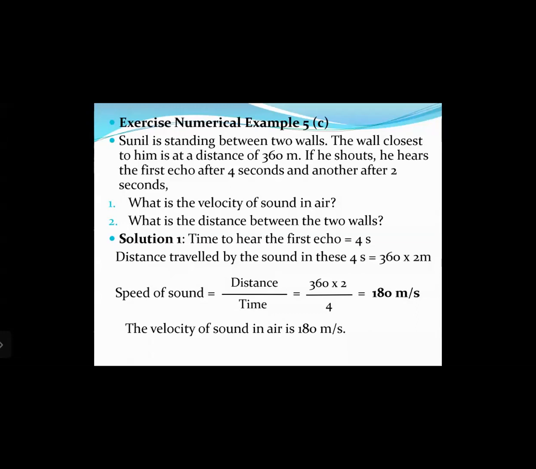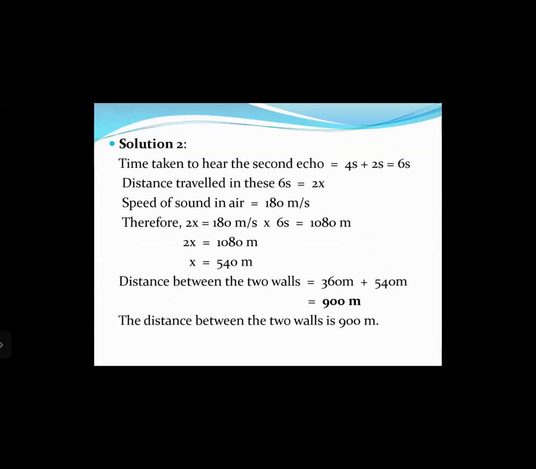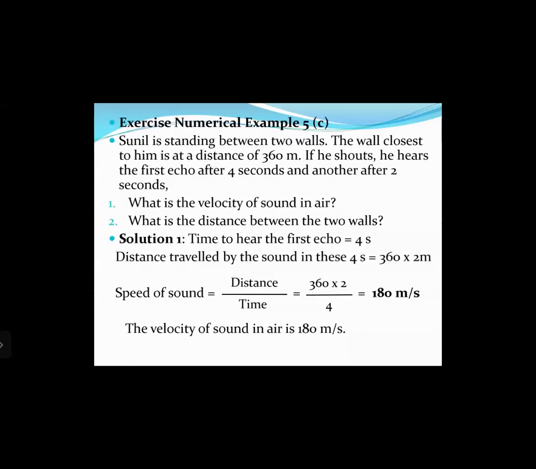Now we know from the given fact that one of the walls is at a distance of 360 meters. Right? So we need to calculate the distance of the other wall and then add up the two distances. Let us see the time taken to hear the second echo. He hears the first echo after 4 seconds and another after 2 seconds.